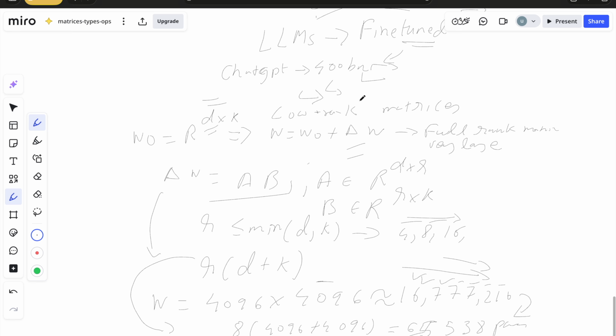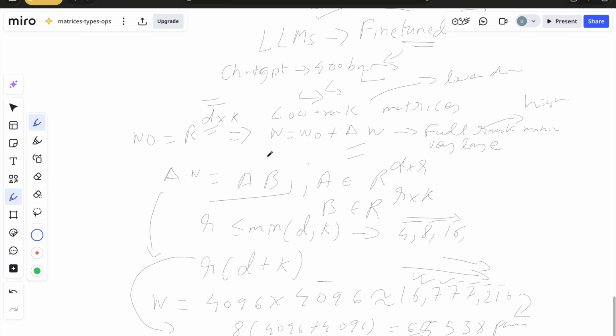Now, what does a low rank matrix mean? A low rank matrix lives in a much lower dimensional space, rather than a full rank matrix, which is a very high dimension. High dimension means requiring a lot more memory and a lot more time to fine tune, right?